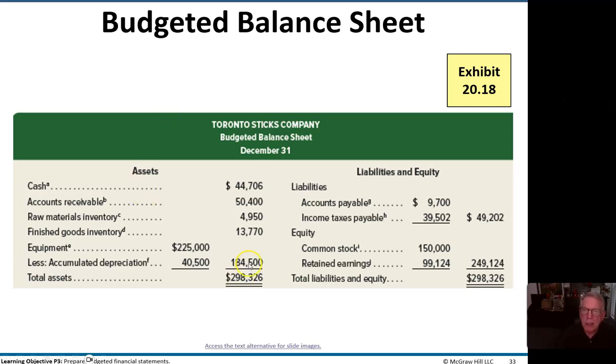Okay, our budgeted balance sheet, same kind of thing here. We did need to add the $25,000. Let's go back.